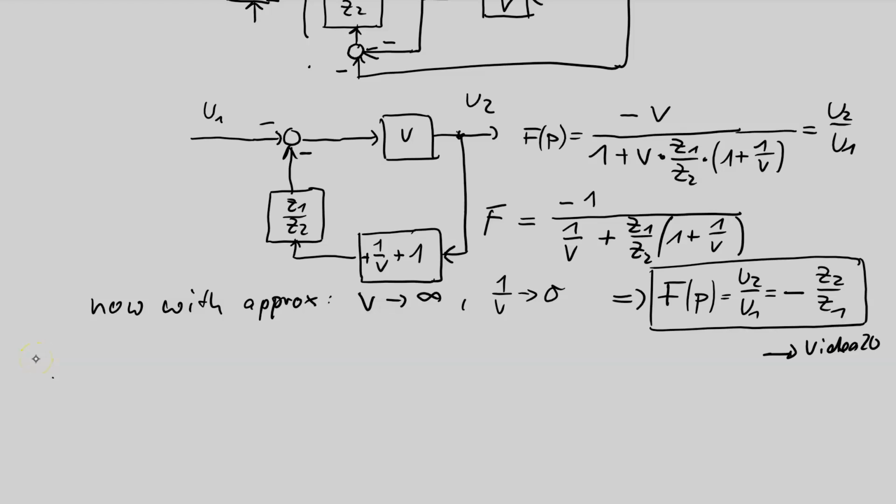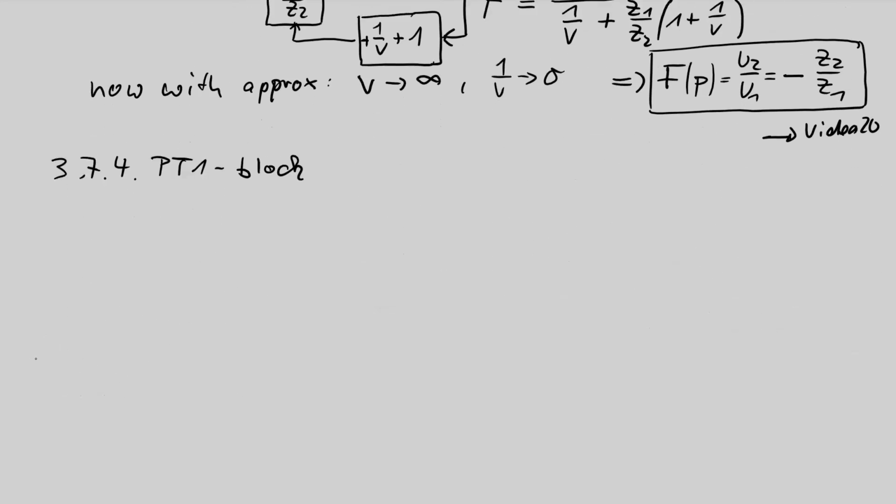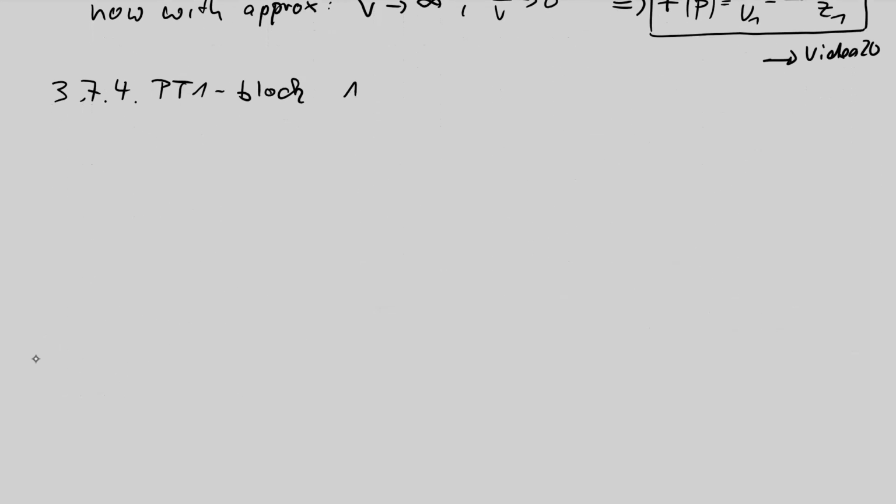Now I want to continue the chapter 3.7 discussion, and number 4 is what we call a PT1 block. A PT1 block, another word is first order low pass filter.